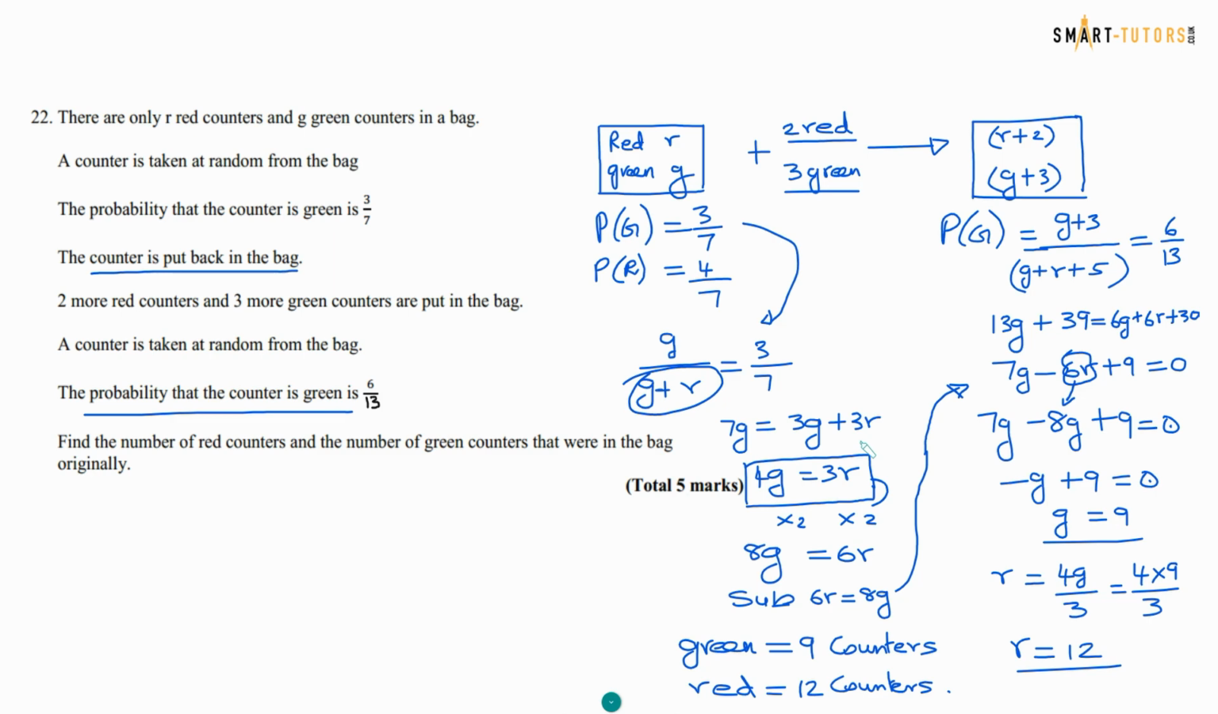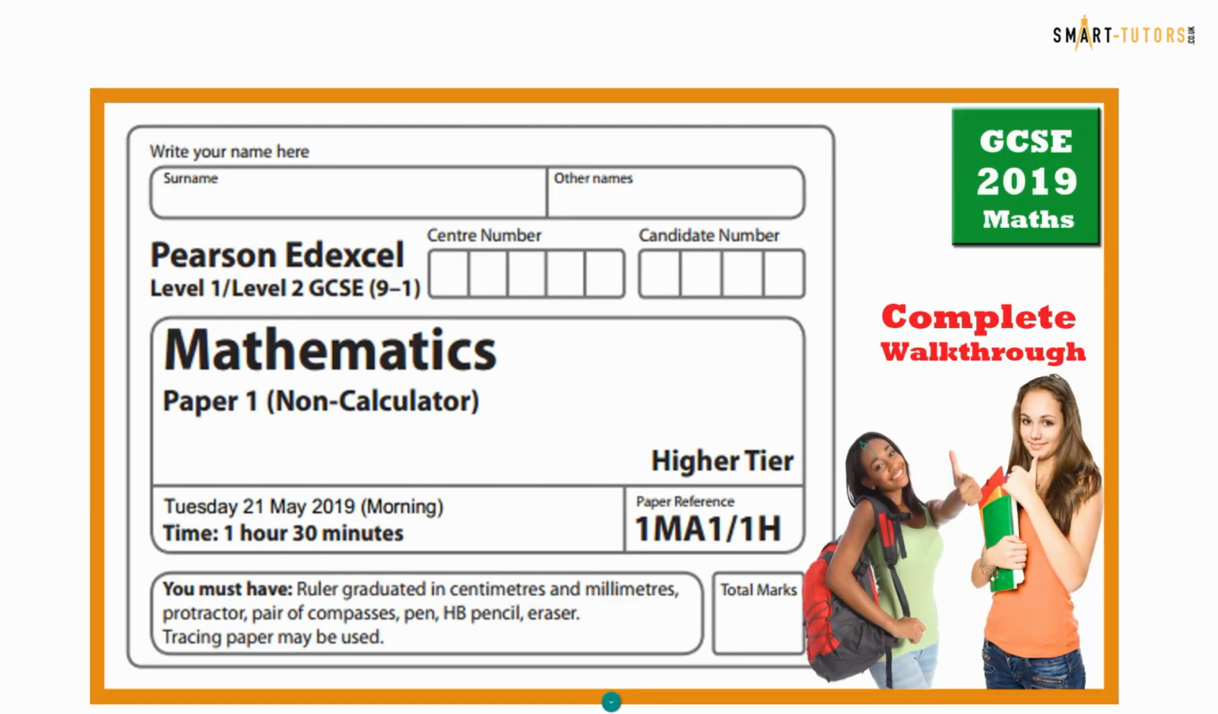7G take away 8G is minus G plus 9 equals 0. G equals 9. When you find G equals 9, substitute in the first equation, which is R equals 4G upon 3. 4 times 9 is 36, divided by 3 is 12. They are asking what the red counters are. Red counters is going to be 12 and the green counters is going to be 9. That is the answer for question number 22, and that is the end of the paper.